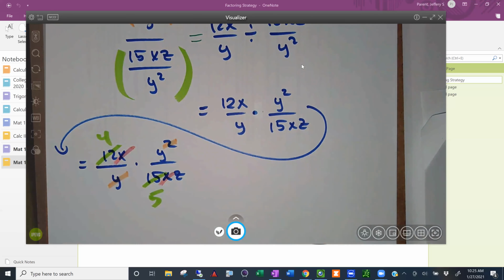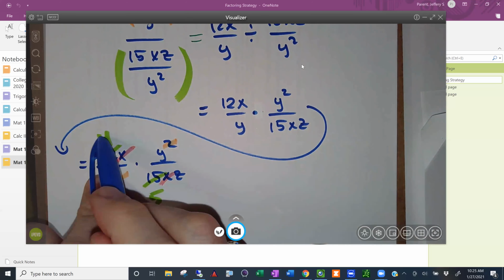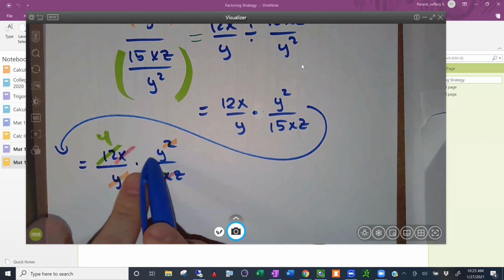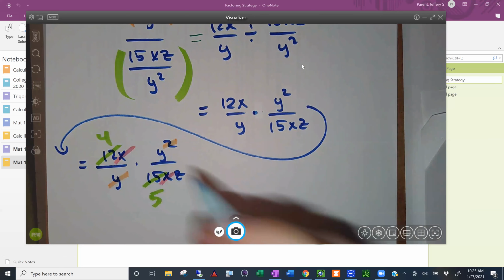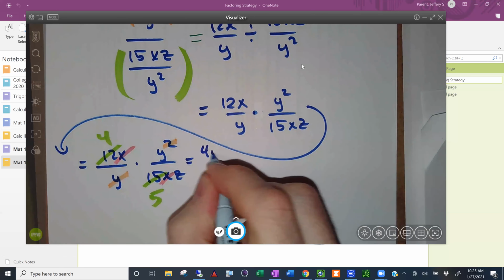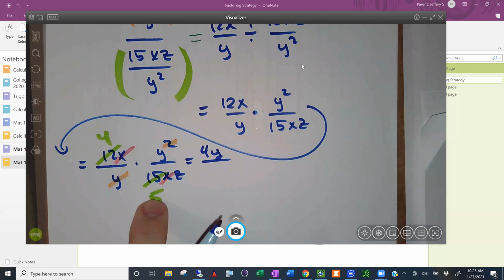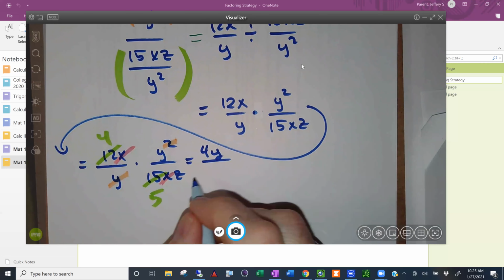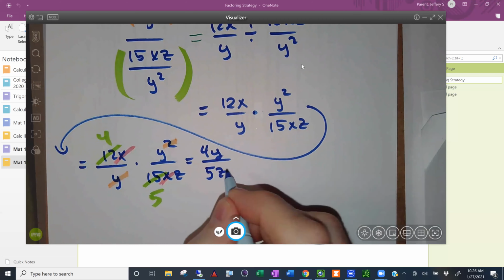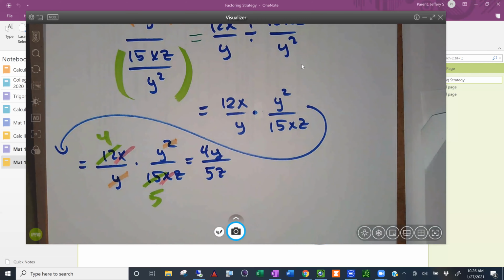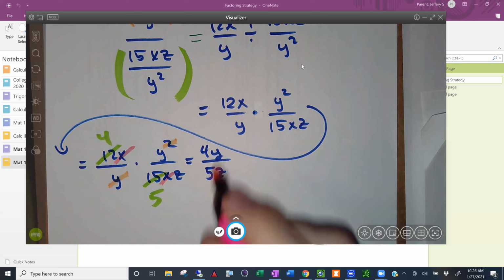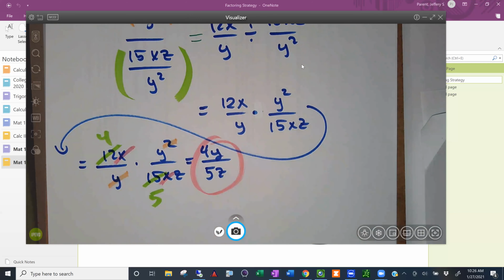Let's take stock of what we have left. So we've got a 4, the x is gone, and one of the y's is still here. So 4y over 5z. And that's it. There's your answer.